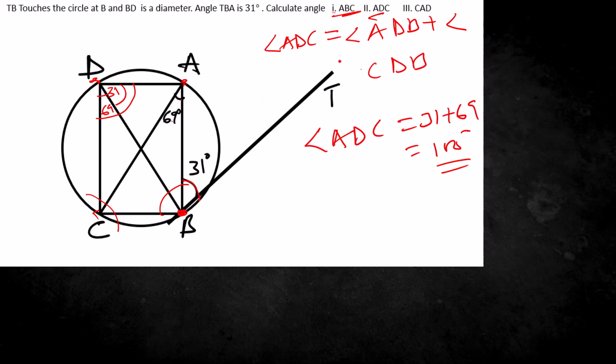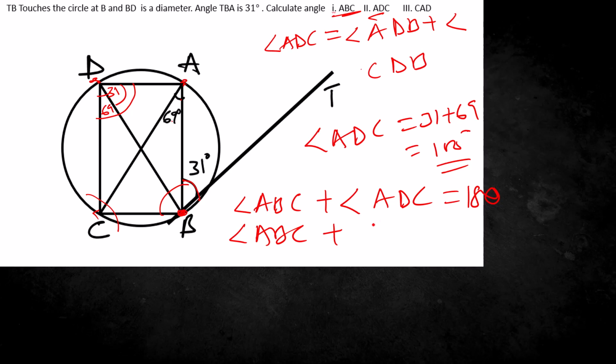Now, how do we find ABC? Angle ABC plus angle ADC equals 180. So angle ABC plus ADC, which has been found as 100, equals 180. Therefore, angle ABC is 180 minus 100, which is 80. So this side is 80 and this side is 100.